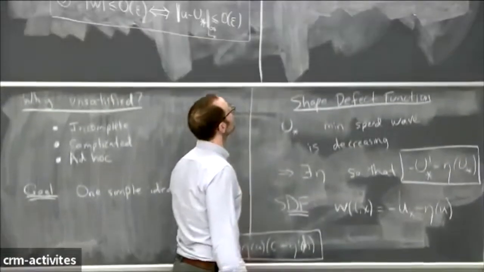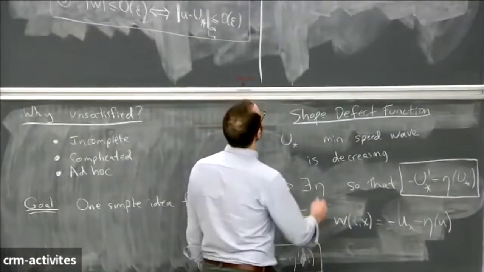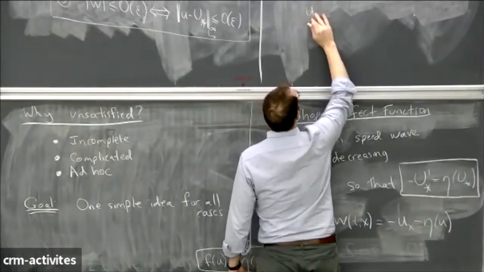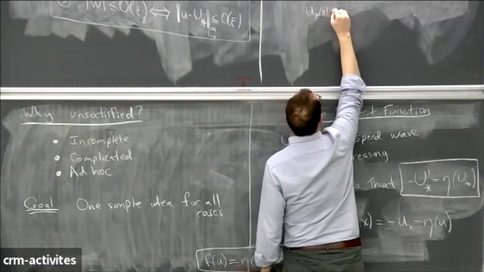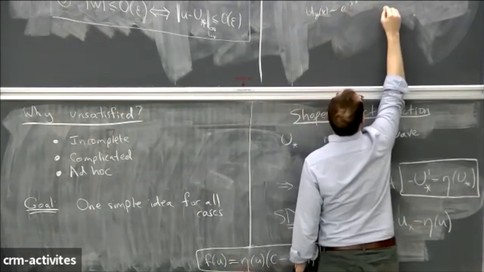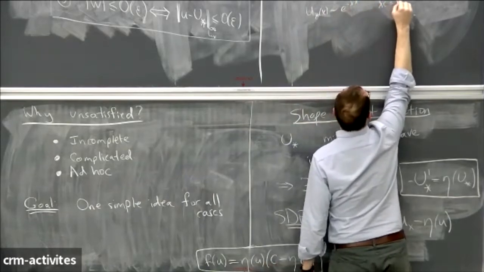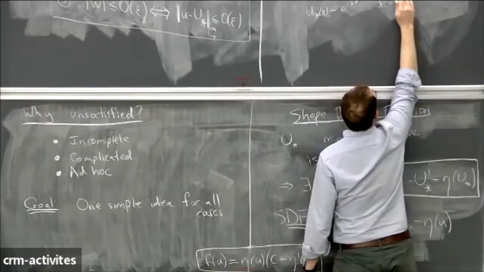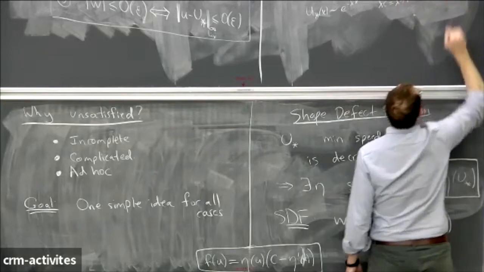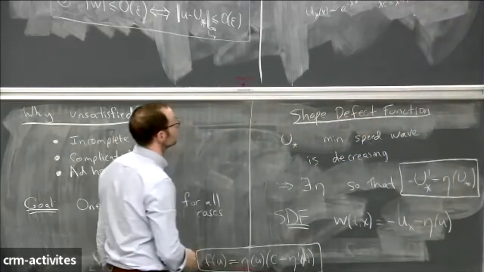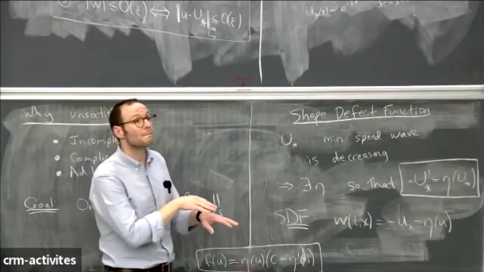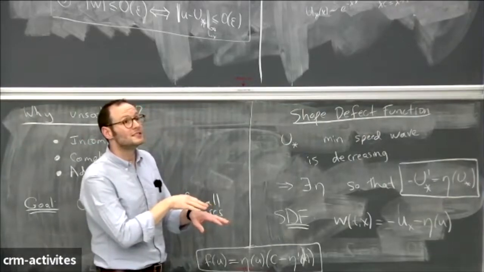So, what do we know? U of x is like e to the minus lambda x. Here, lambda satisfies this relationship. And this is a relationship that's holding when x is going to infinity. This is not visible. I should lower it a little bit.